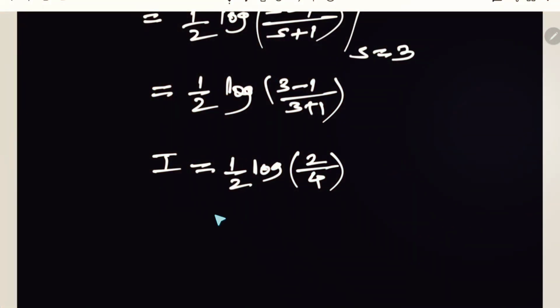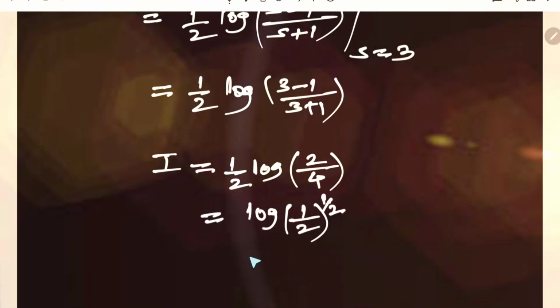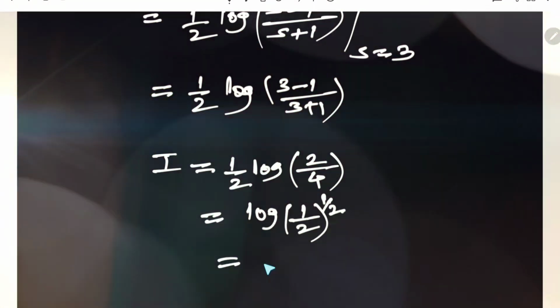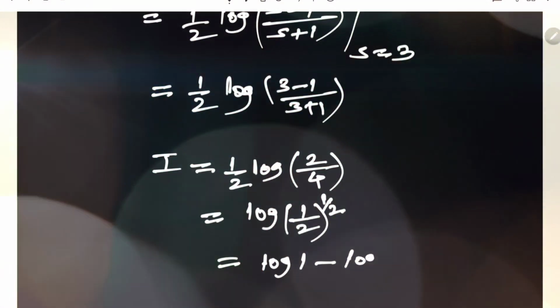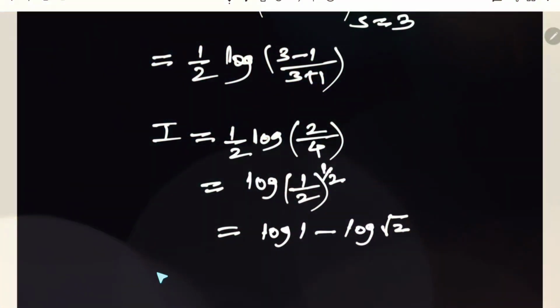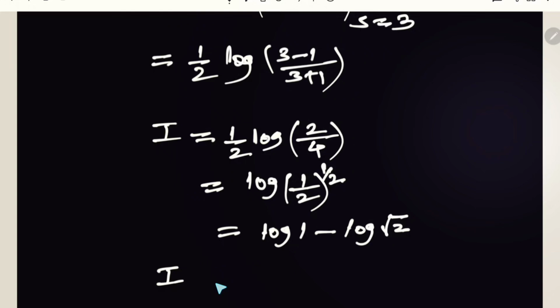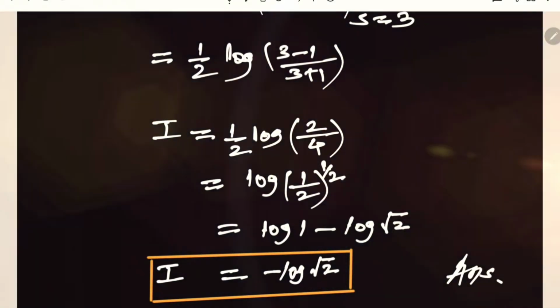Therefore, it is square root of 1 by 4. Therefore, square root of 1 is 1. It is log of 1 by root of 2. Log a by b is nothing but log a minus log b. Therefore, it is log 1 minus log of root 2. Value of log 1 is 0 and minus log root 2. Therefore, value is minus log of root 2 as answer.